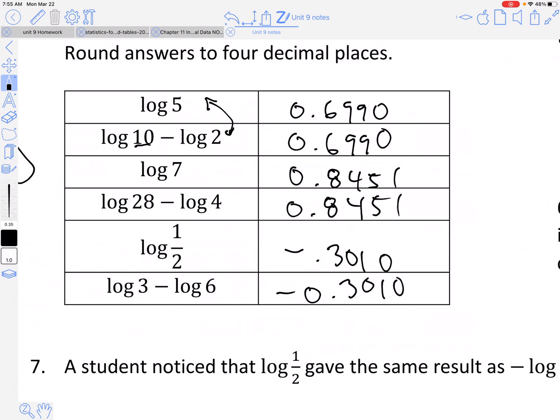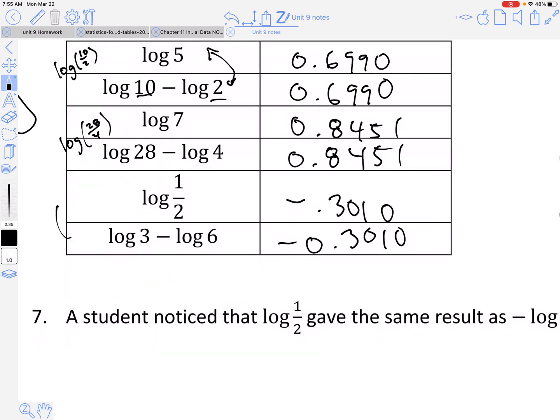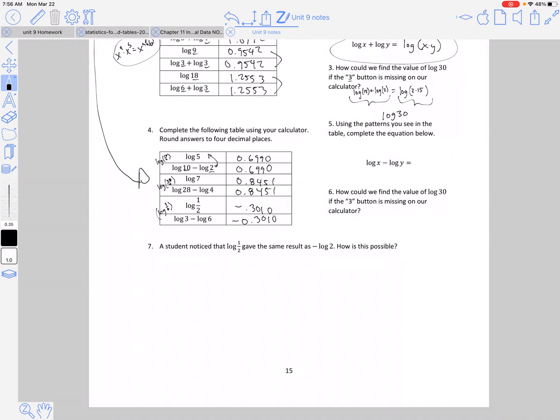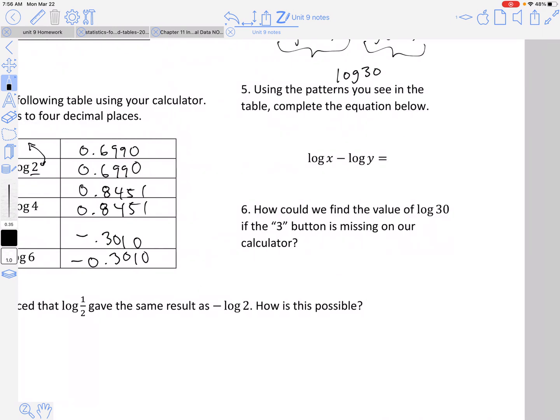So first off, what's the relationship here? How does 10 and 2 get back to 5? The only way I can think of it is 10 divided by 2. Right? Okay, how does 28 and 4 get us back to log 7? That's the only thing I can think of. Alright? And then how do we get to 1/2? That'll be log 3 over 6. So if for some reason we need to combine these or to make them bigger no matter what, right? The relationship is if you're subtracting your logs, it'll be the same as log of x over y.